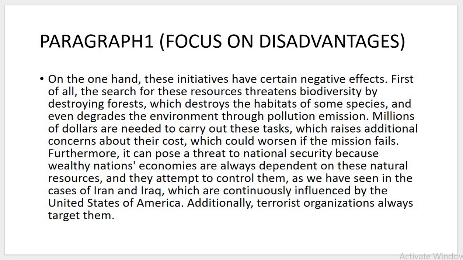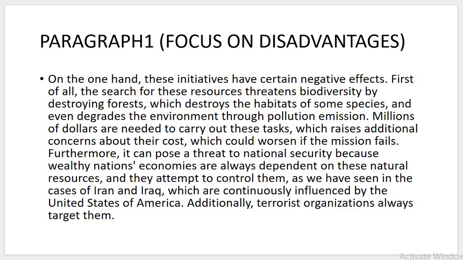Let us see our body paragraph 1. In this particular answer we will be focusing on disadvantages. On the one hand, these initiatives have certain negative effects. First of all, the search for these resources threatens biodiversity by destroying forests, which destroys the habitats of some species and even degrades the environment through pollution emission. Millions of dollars are needed to carry out these tasks, which raises additional concerns about their cost, which could worsen if the mission fails.